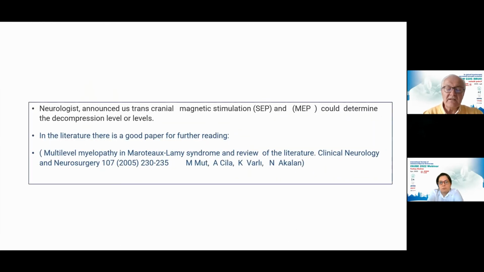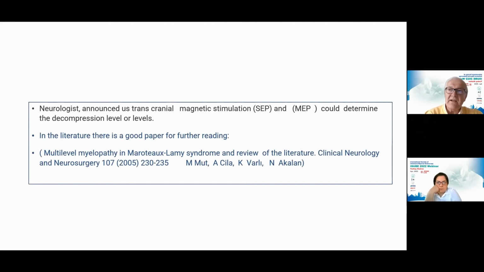And what I have seen in the literature: multi-level myelopathy in Morelli syndrome and review of the literature. It was published in Clinical Neurology and Neurosurgery in 2005. And they used a very interesting technique. They used transcranial magnetic stimulation. This is, of course, a kind of electroneuromyography, but it is very difficult to explain and to perform.